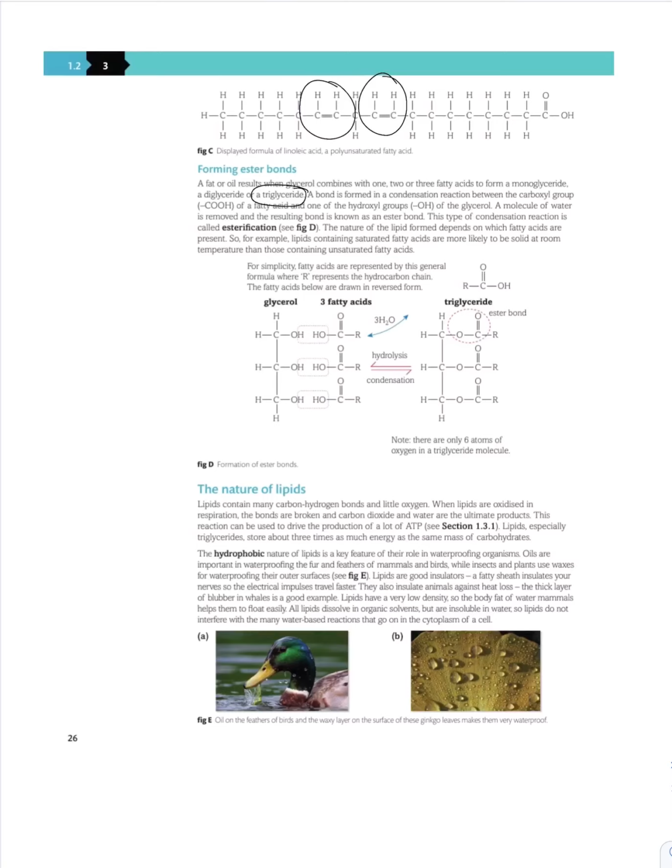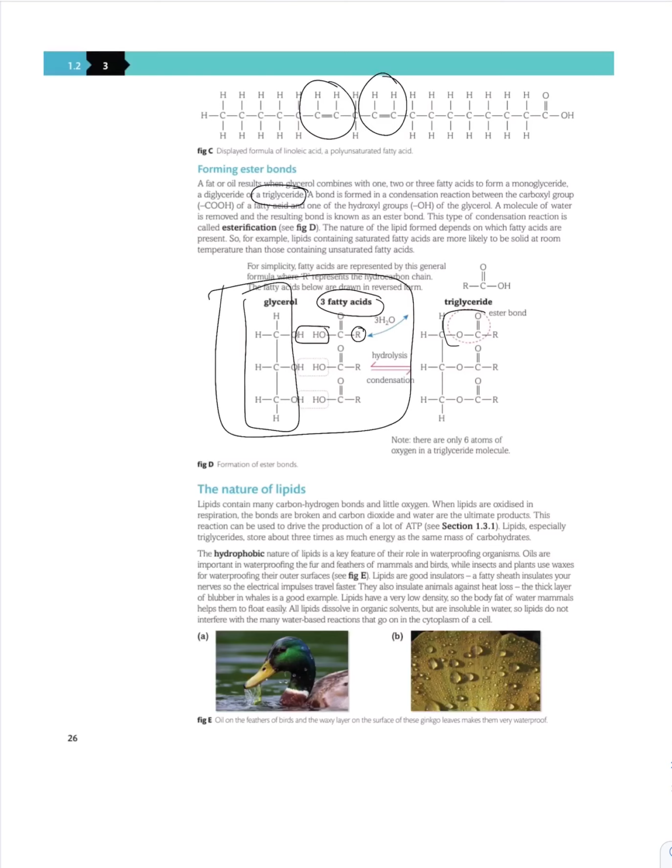So this is why it's called a triglyceride. It's 3 fatty acids that are attached. So again, we have the H2O that's being removed, and they can ask you to draw this in the exam, in which you draw the glycerol and you would draw the fatty acid with the hydrocarbon chain represented as R.